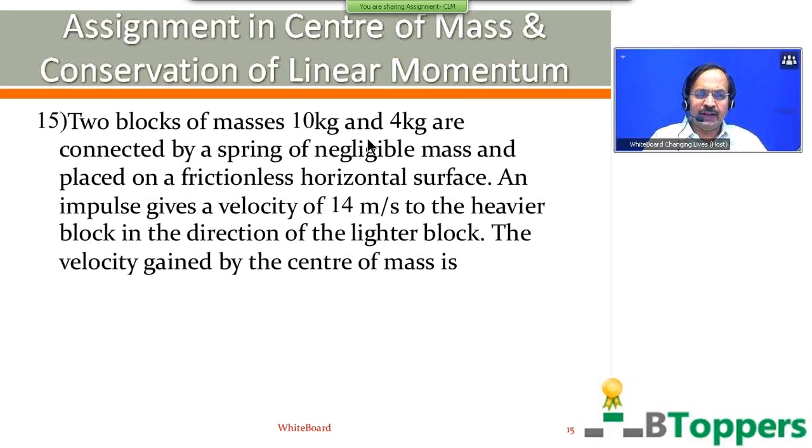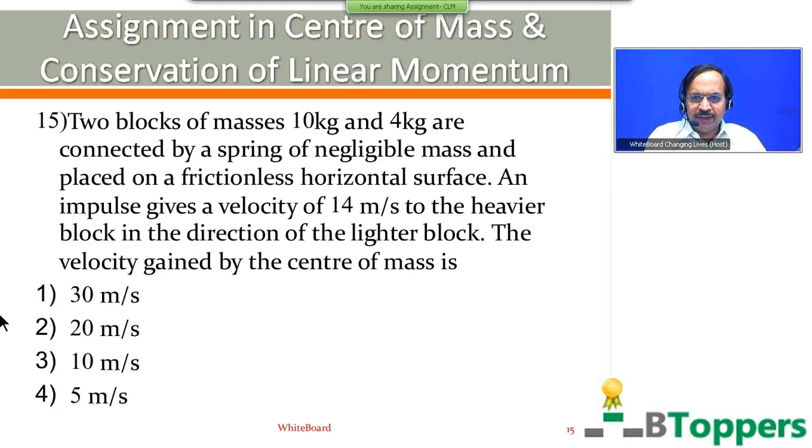Two blocks of masses 10 kg and 4 kg are connected by a spring of negligible mass and placed on a frictionless horizontal surface. An impulse gives a velocity of 14 meters per second to the heavier block in the direction of the lighter block. The velocity gained by the center of mass is? Come on, try the question. This question was also given in one of the previous entrance examinations in the All India entrance papers.